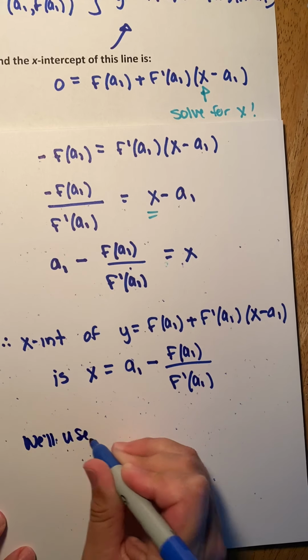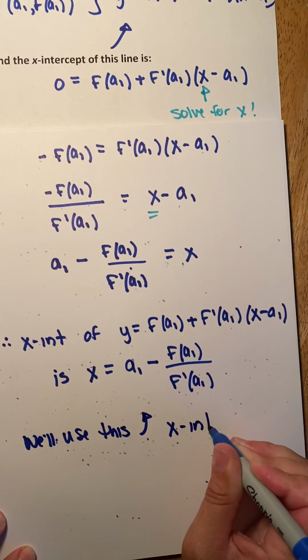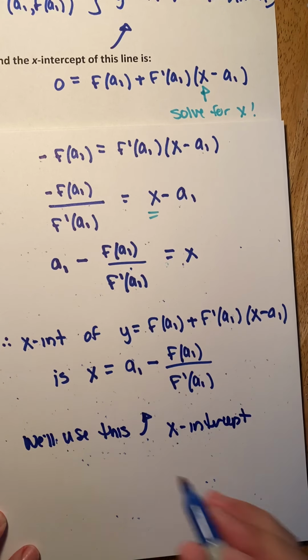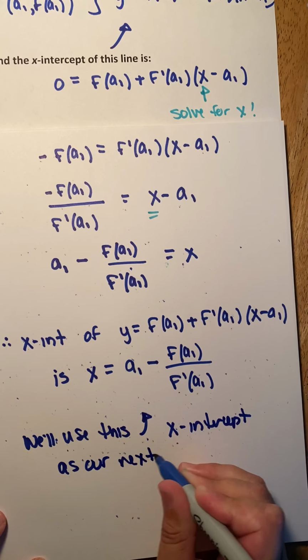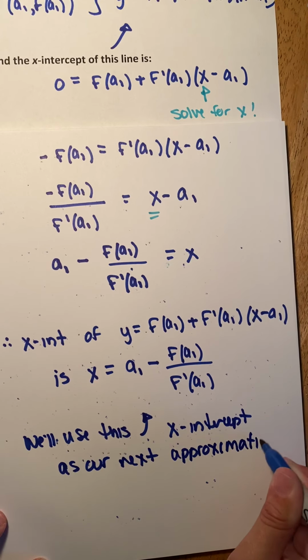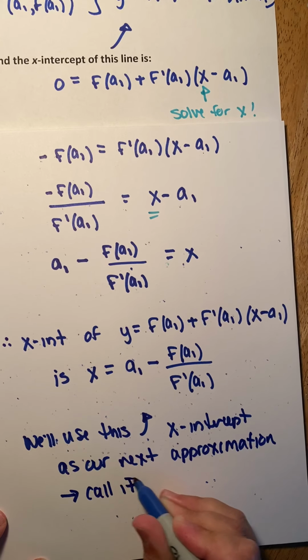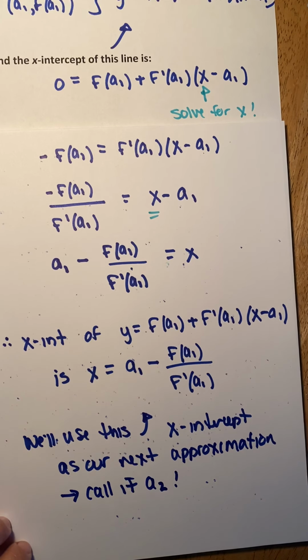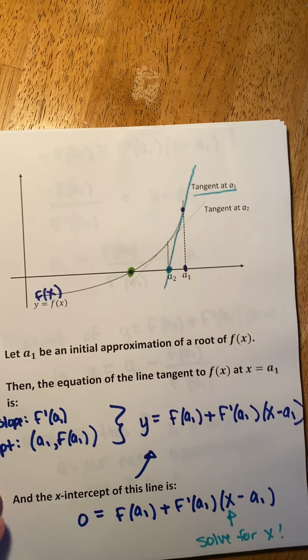We'll use this x-intercept as our next approximation. We'll call it a2. So a2 is the x-intercept of the tangent line at a1.